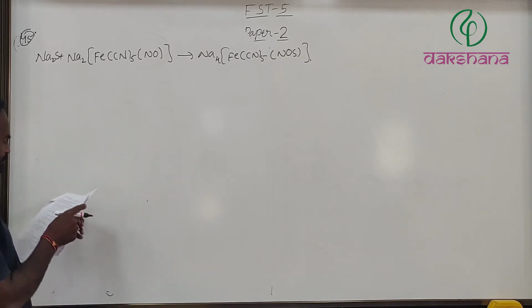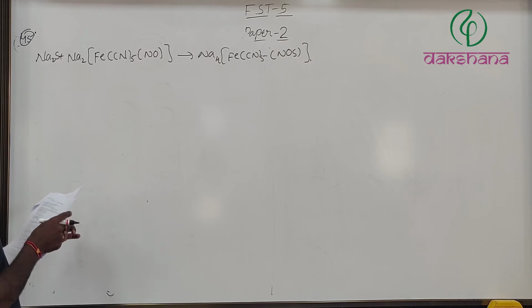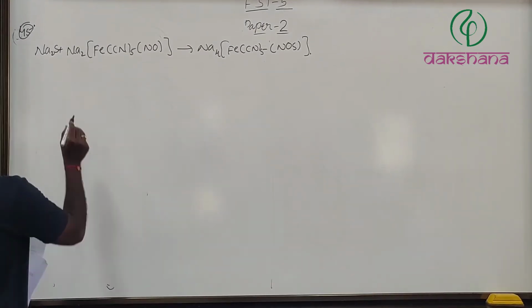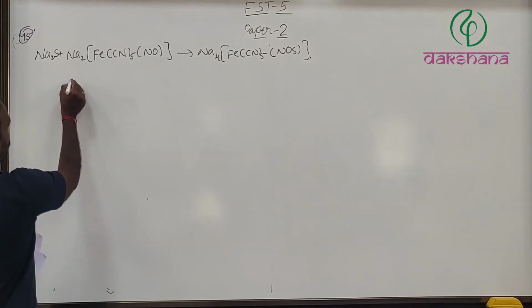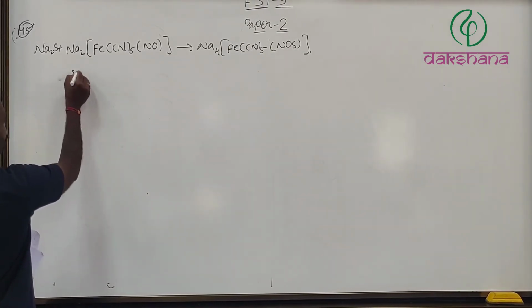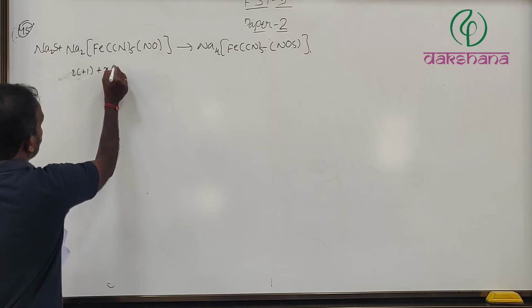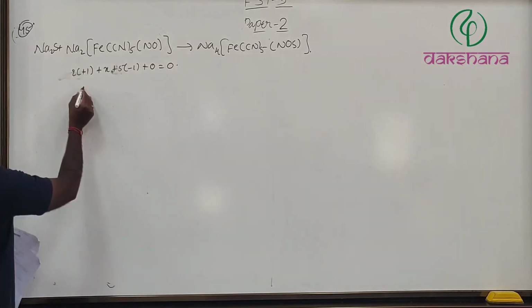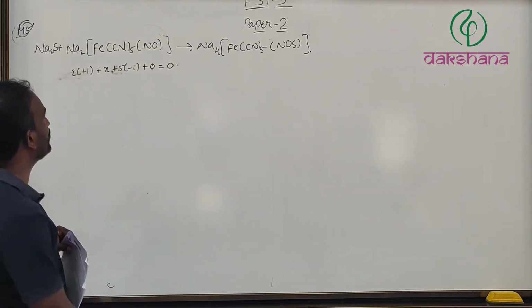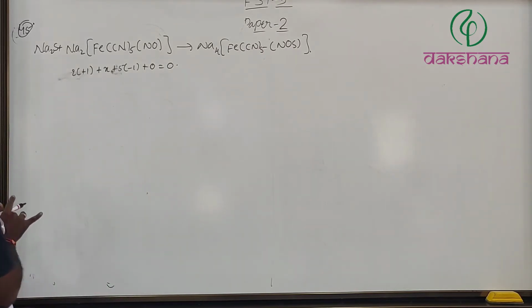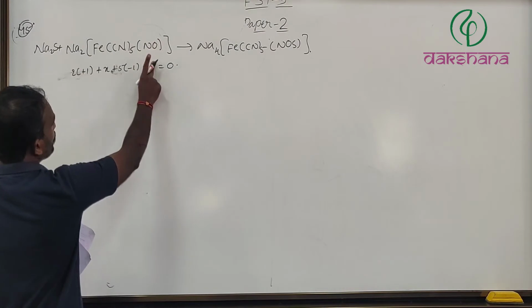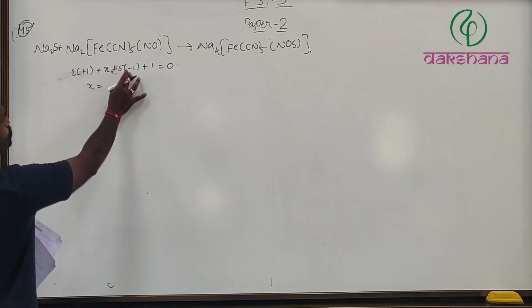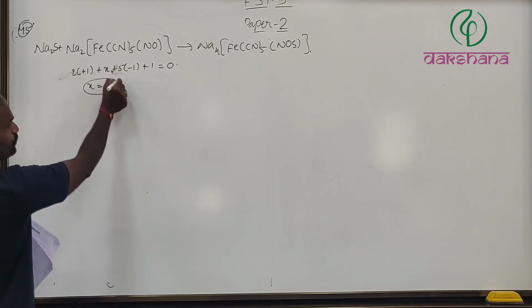So we need the correct statement in this. First of all, they are asking the oxidation state of iron in both the complexes. If you want to calculate, this is 2 into plus 1, iron x, plus 5 into minus 1, plus 0 is equal to 0. Here it is going to be NO plus, so it is plus 1. Now x is equal to plus 3 minus 5. Therefore, it is going to be plus 2.